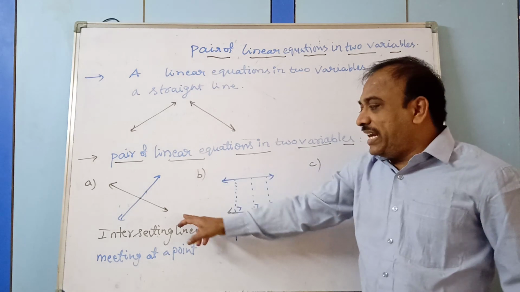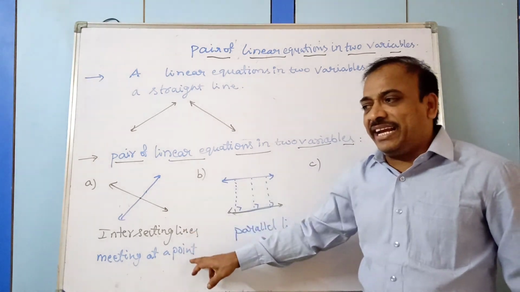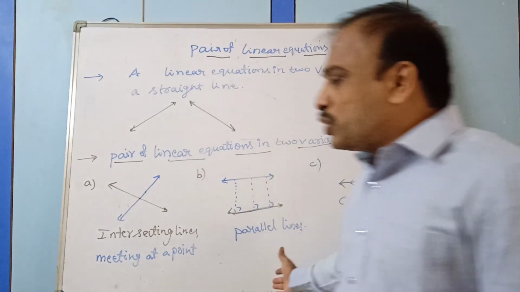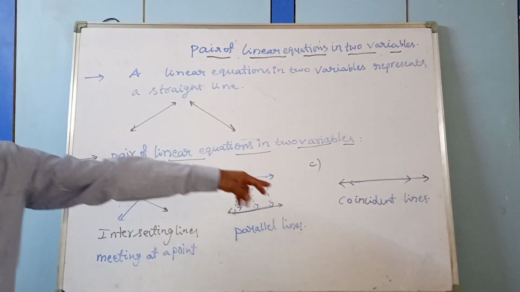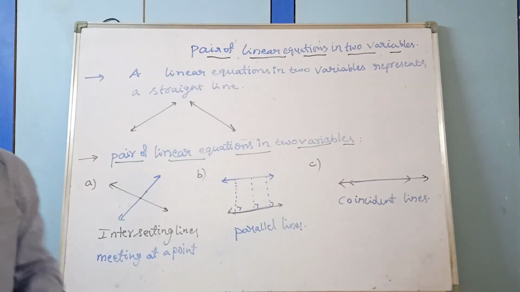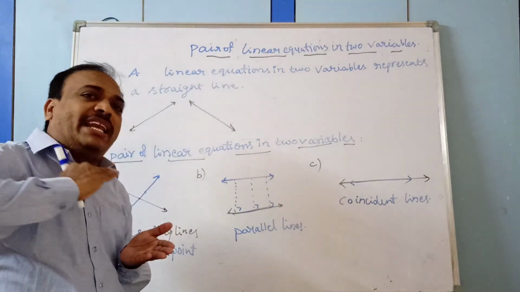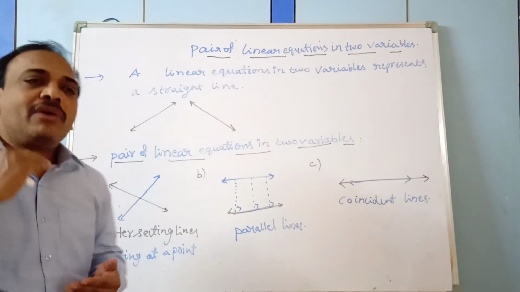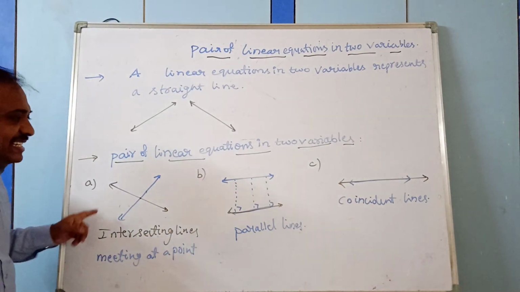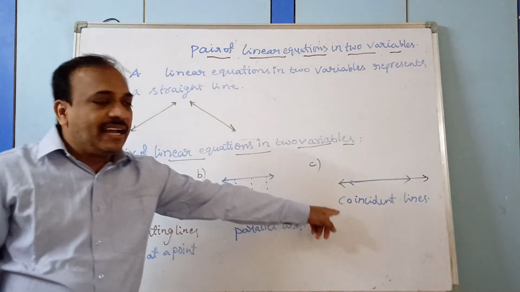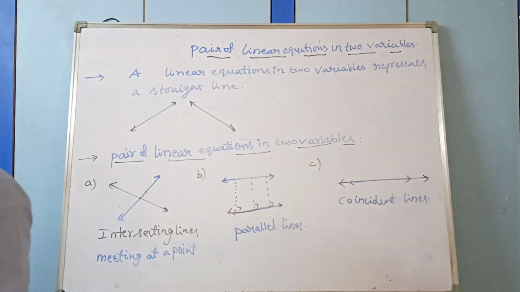Here they both are meeting at a point. And these two are not meeting at any point. And those two lines are coincident lines. One line is overlapping on the other. So these are intersecting lines, these are parallel lines, and these are coincident lines.